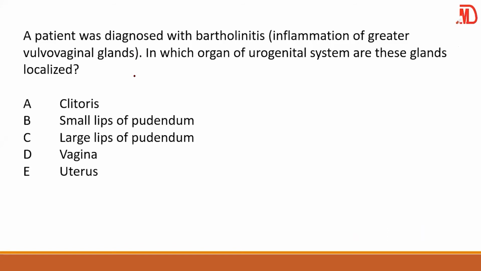A patient was diagnosed with Bartholinitis. The ladies will understand this better. That's inflammation of the greater vulvovaginal glands. In which organ of the urogenital system are these glands localized? In other words, where can you find Bartholin's glands? They are found on the large lips, or the labia majora. You know majora. That are the lips, the labia majora.